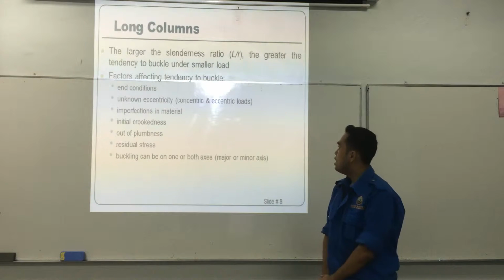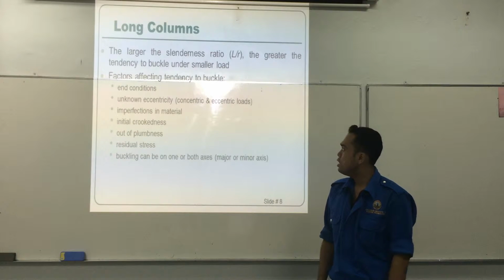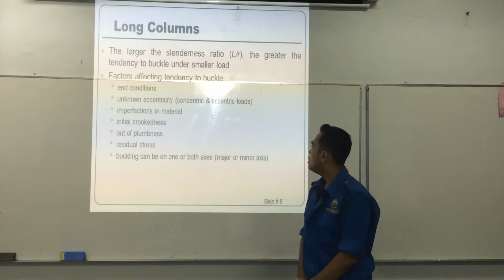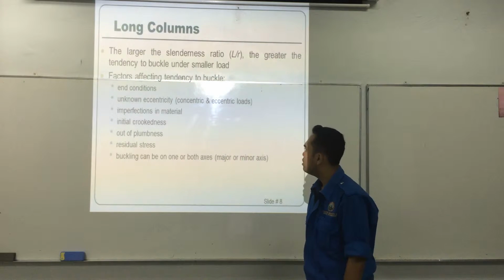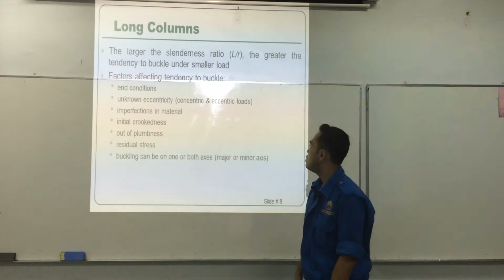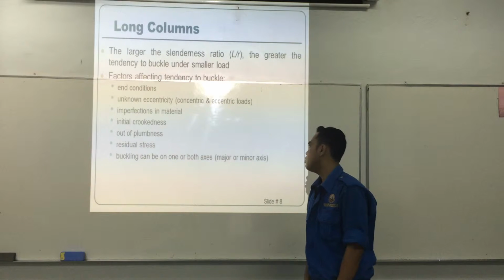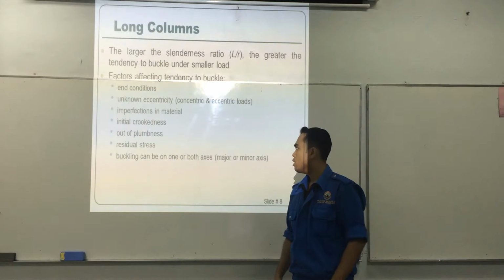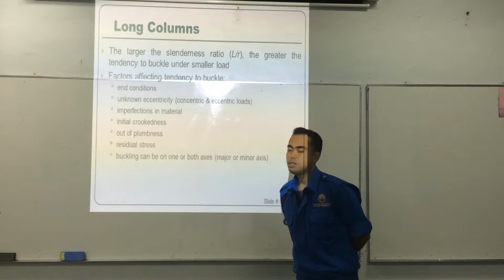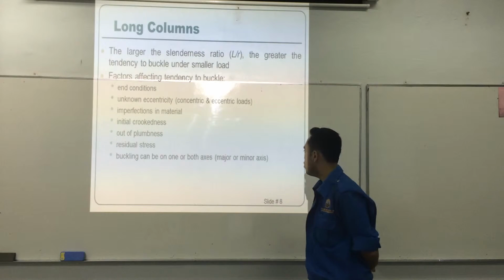The larger the slenderness ratio L over r, the greater the tendency to buckle under smaller loads. The tendency to buckle depends on the condition under concentric and eccentric loads, imperfections in initial straightness, out-of-plumbness, and residual stress. Buckling is likely about one or both axes, the major or minor axis.